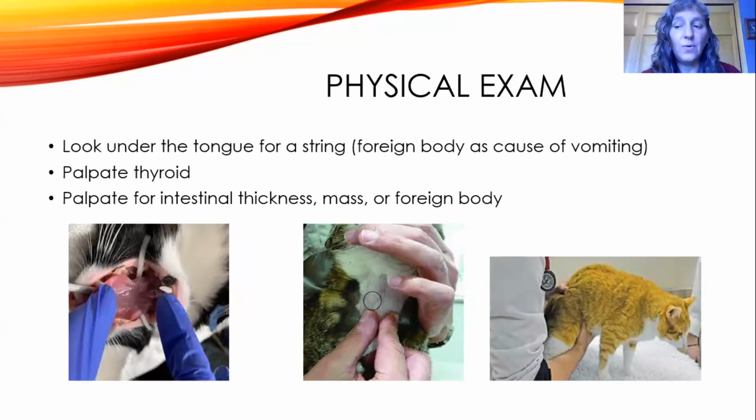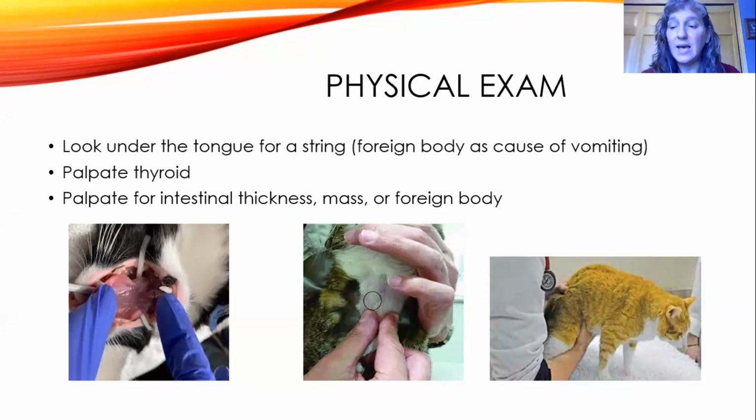With a string foreign body, many times you can actually see the string, as you can see here in the picture. Other times it may have started to embed itself in the tongue and prevent good visualization of the base of the tongue, and would also cause pain during this procedure as well.